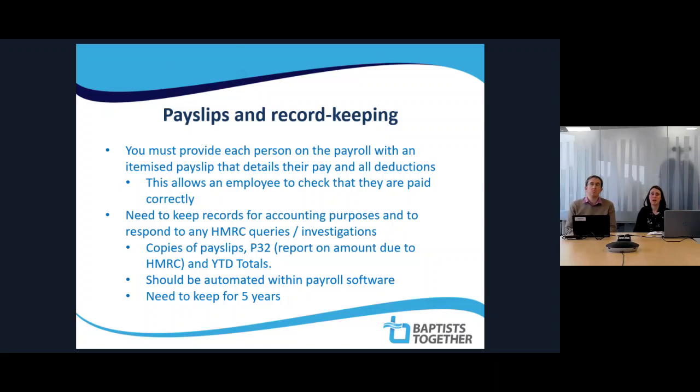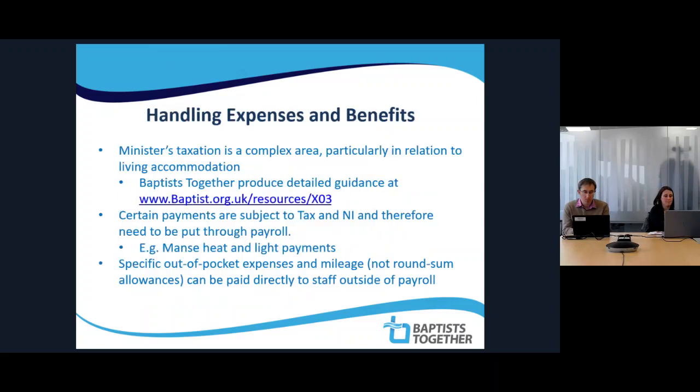And you also need to keep, for accounting purposes, copies of your pay slips. So we've put on there the P32. That's the sort of report that your software should produce every month, telling you how much tax is owed to HMRC, how much national insurance is owed to HMRC, and perhaps some year-to-date totals as well. And really you need to keep those records for about 5 years. So just have a payroll folder for each year for 5 years, and then obviously you can keep reviewing that, just in case there's any queries and you do need to refer back to it, and for auditing purposes as well. When your church accounts are audited, the pay will be quite a large part of that.